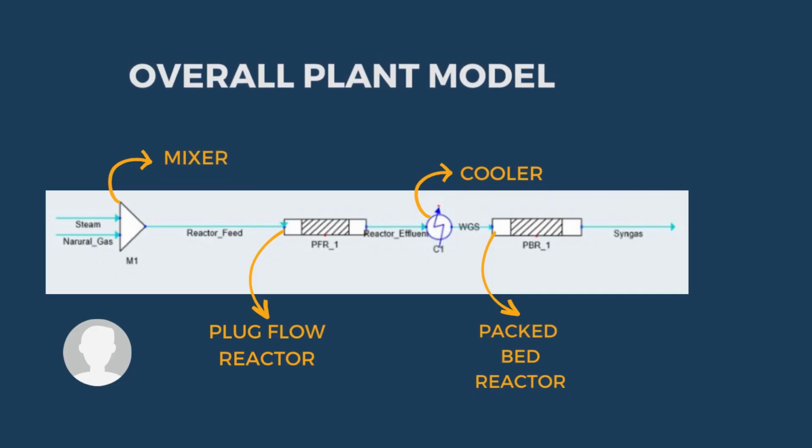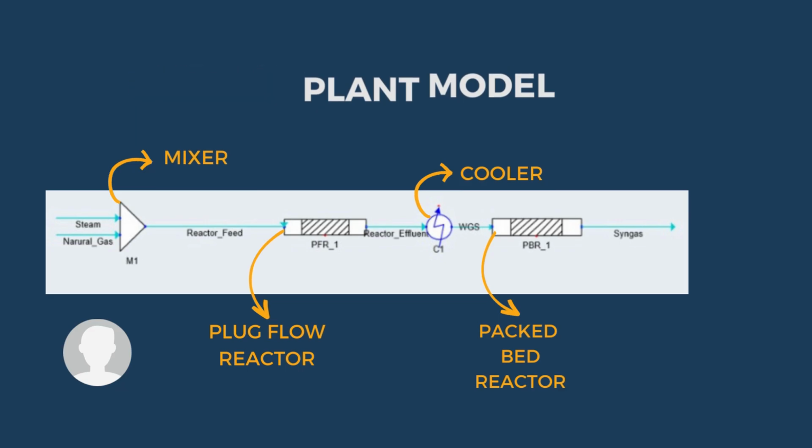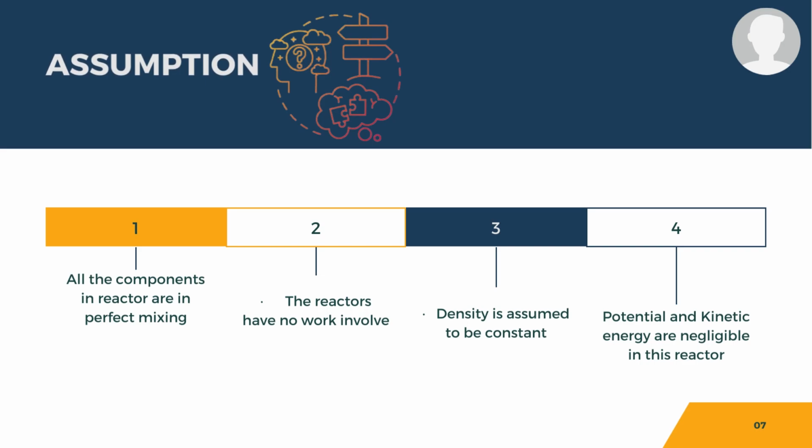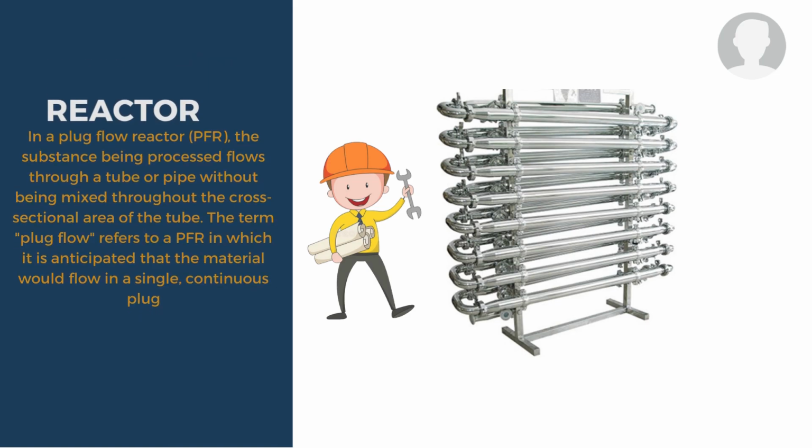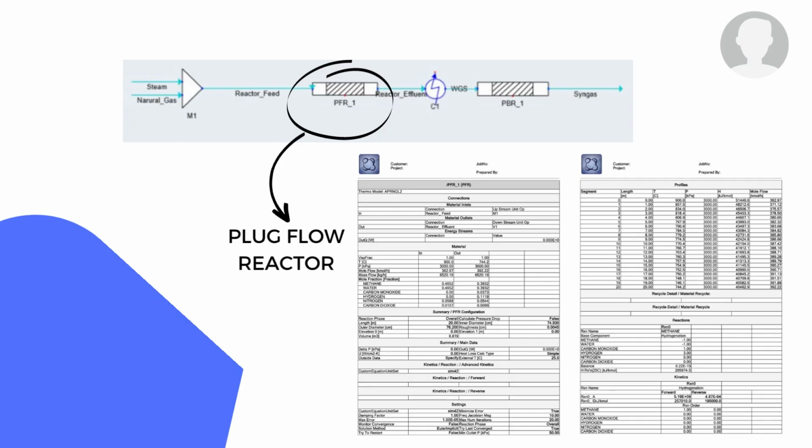This is our overall plant model, which contains the mixer, plug flow reactor, cooler, and the packed bed reactor. The assumptions that we make in the reactor are that all the components in the reactor are in perfect mix, the reactor has no work involved, density is assumed to be constant, and the potential and kinetic energy are negligible in this reactor. The first reactor that we use in the plant is the plug flow reactor. From the mixer, the stream goes to the plug flow reactor. This is the specification of the plug flow reactor that we use in the Symmetry software.